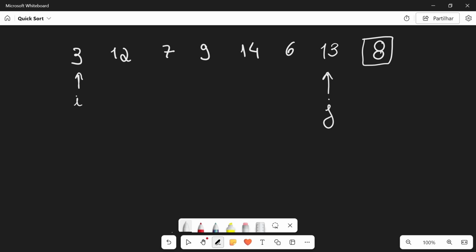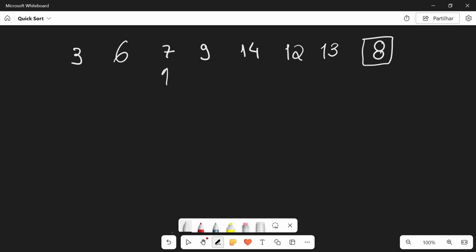So i is going to go to the right, it's going to go to 12. 12 is greater than 8, so we're going to leave it there. We're going to do the same thing for j. j is going to go to 6. 6 is smaller than 8, so we're going to leave it there. And now that we have i and j in their correct positions, we're going to swap the elements in those positions. So 6 is going to go to the place where 12 was before, right here, and 12 is going to go to the place where 6 was before.